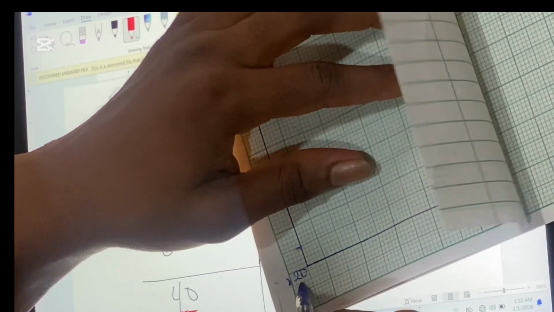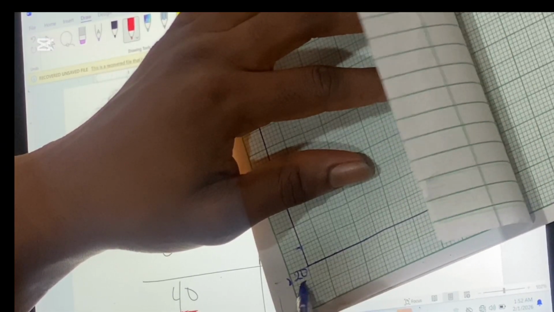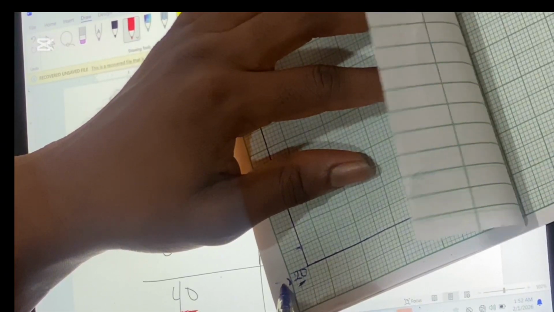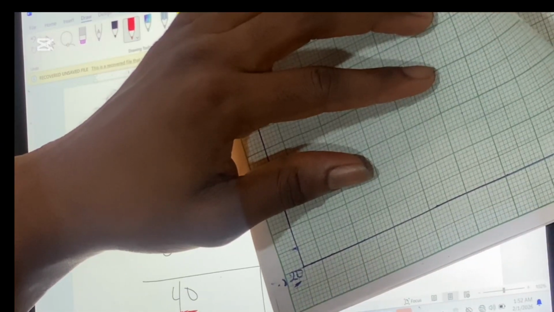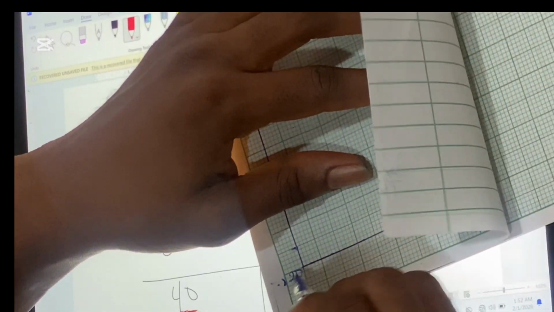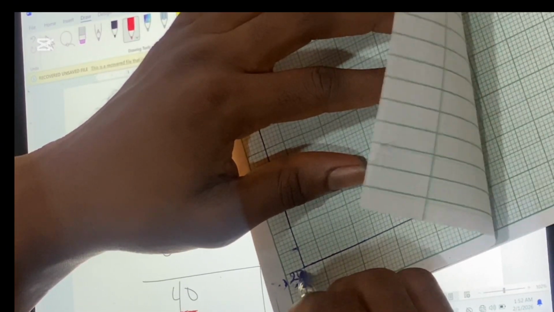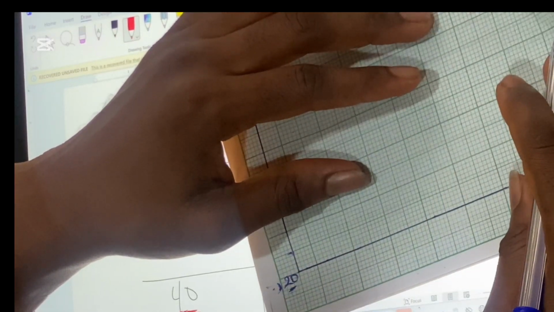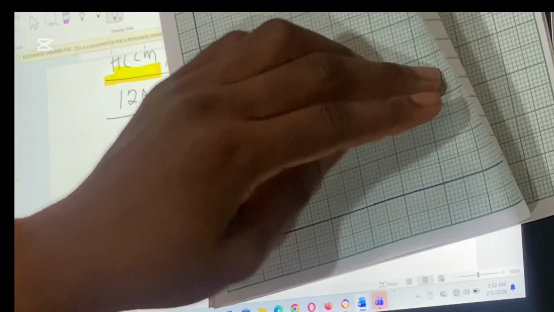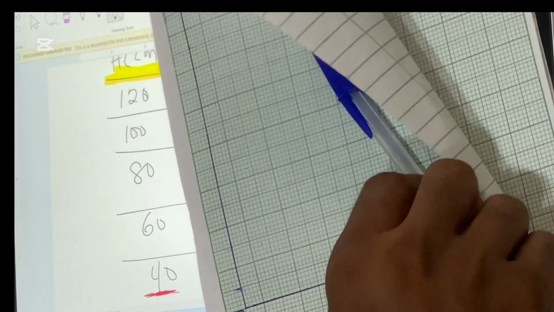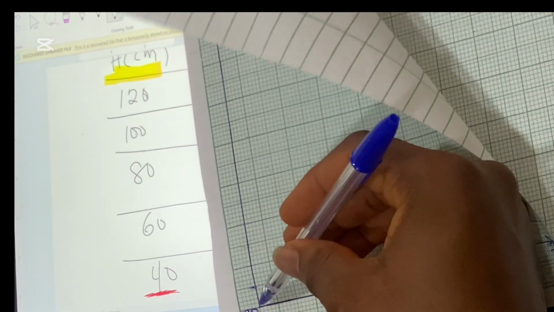Listen to me carefully, because this point here is the Y point. So any other point starting here should be along the Y axis. So I will say comma 20. Please take note, I'm starting this with 20. Okay, so the lowest in this graph is 20.